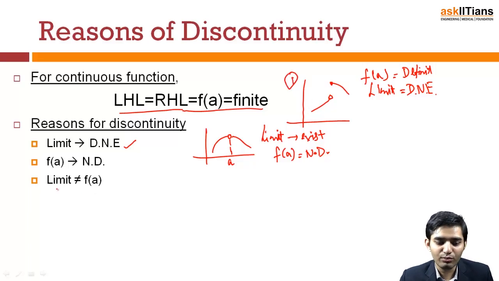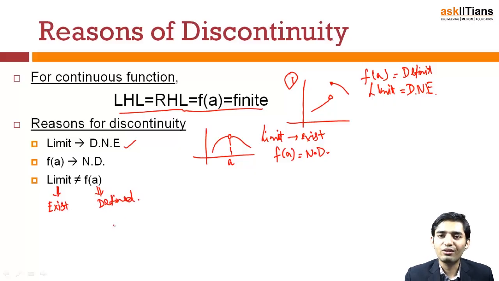The third case is that both are defined. The limit also exists and the function is also defined, but both of them are not equal, and they should be equal. So there are three conditions which we have to check. First of all, find the limit. The limit should exist, the function should be defined, and both of them should be equal and finite. These are the three conditions for a function to be continuous. If any one of the conditions is violated, then the function will be discontinuous.